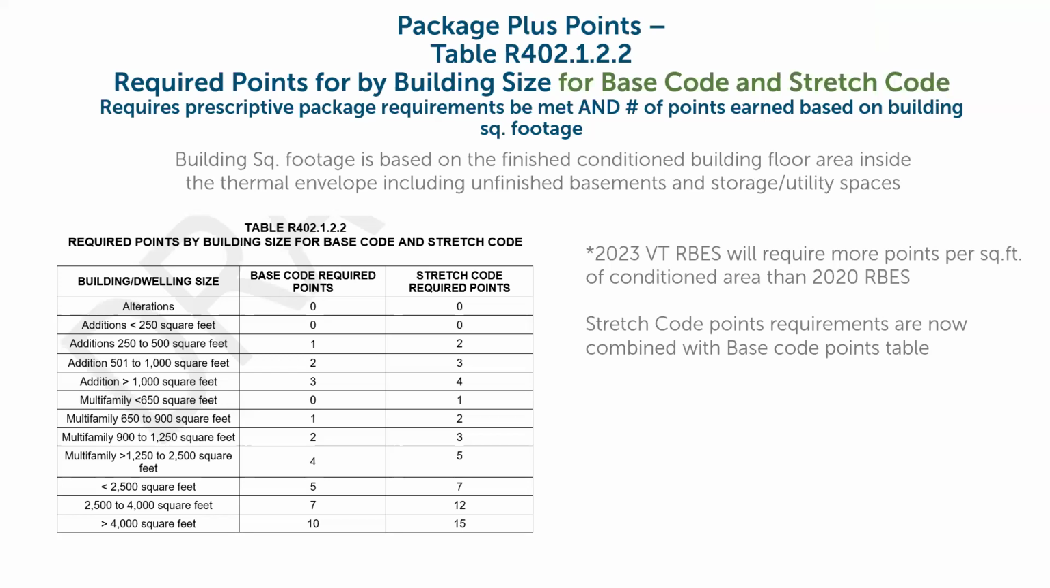And the next question from Jason is, what will the code be for 2024 window codes with the new federal Energy Star of 0.22 U on windows?